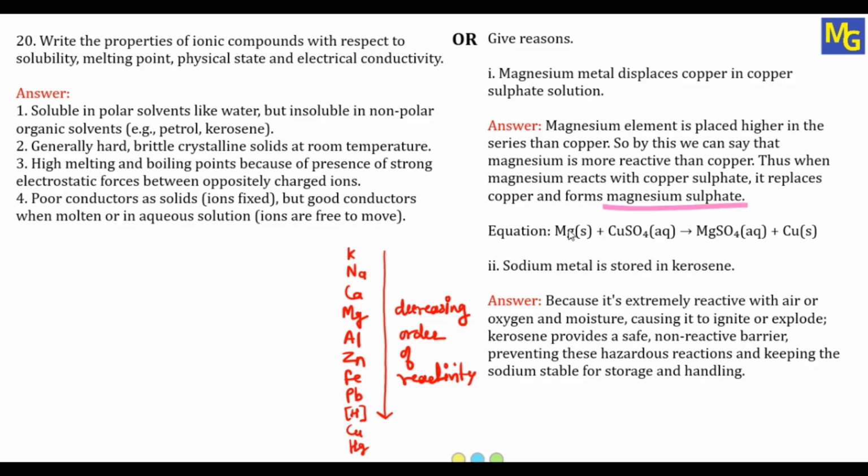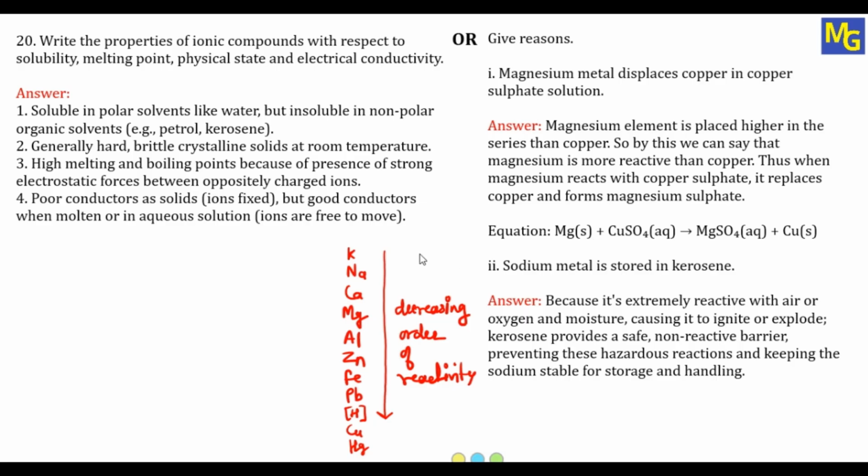See the equation. This is magnesium. This is copper sulfate. When these both come in contact, magnesium is more reactive, so it will go and replace this copper, and magnesium becomes magnesium sulfate and copper will come out. So this is the reaction. This reaction is called a displacement reaction, where one metal is displacing the other. And remember students, this displacement depends on reactivity. Whichever metal is more reactive will displace the less reactive metal.